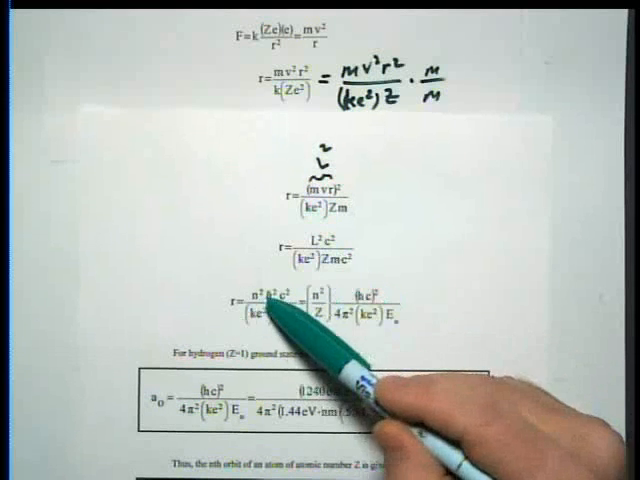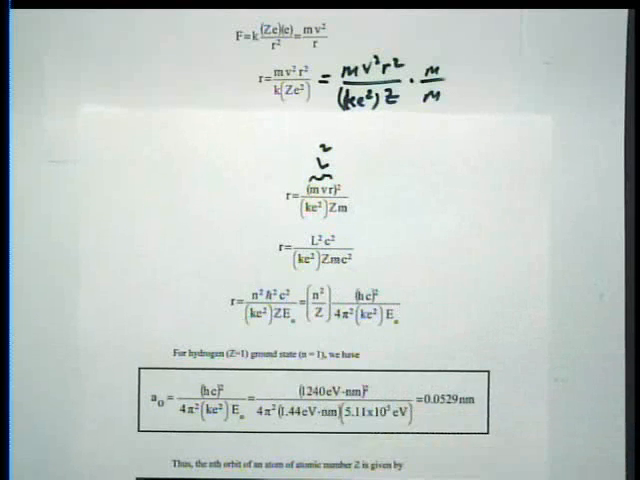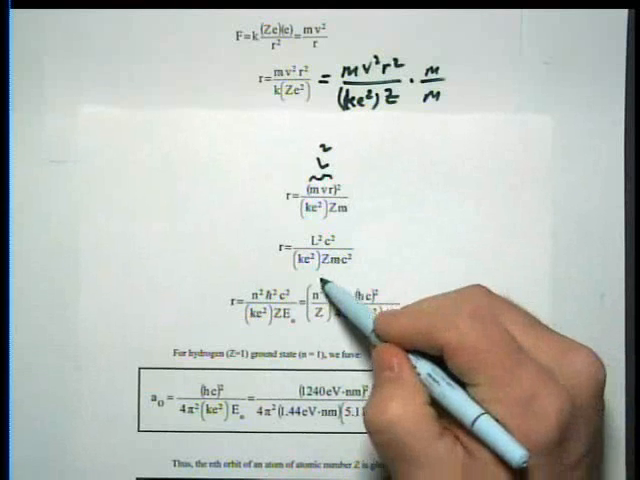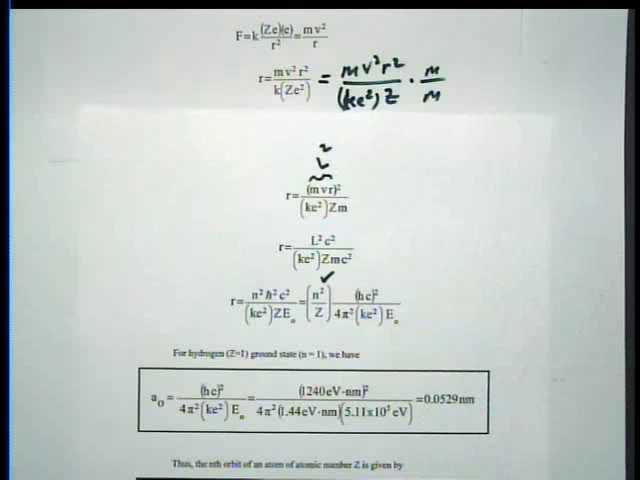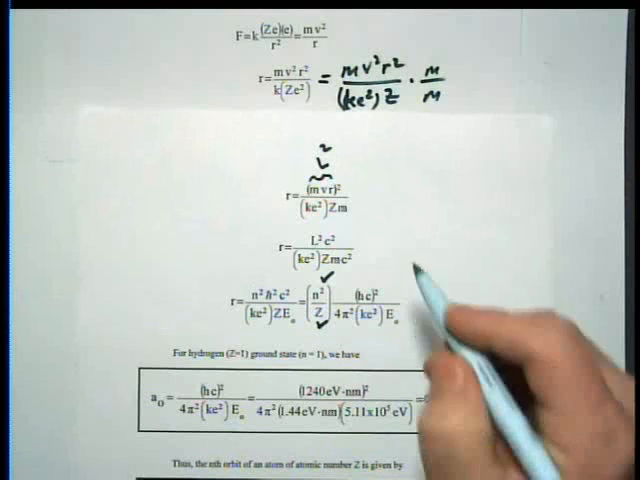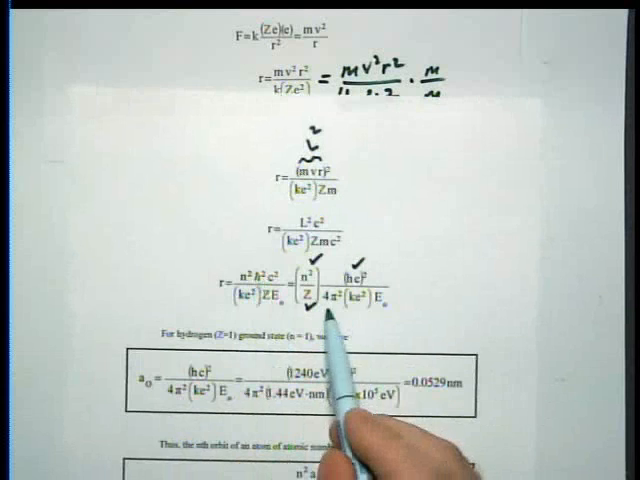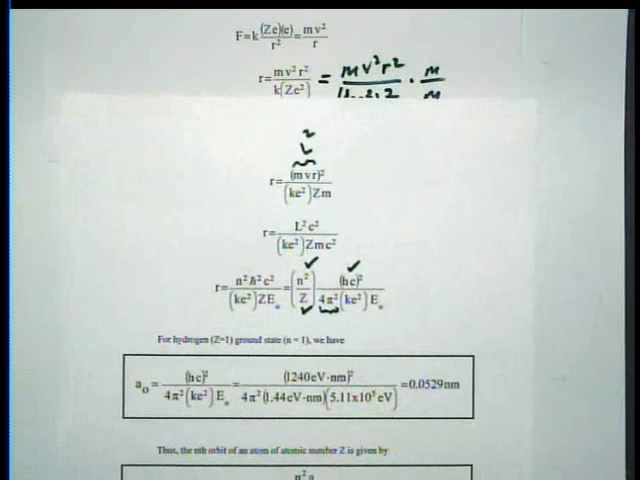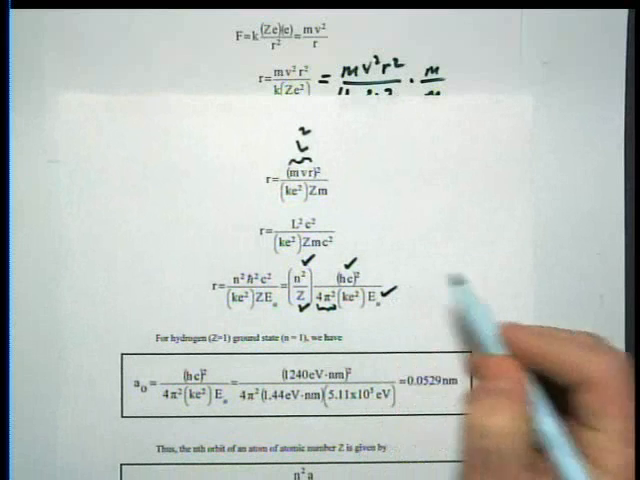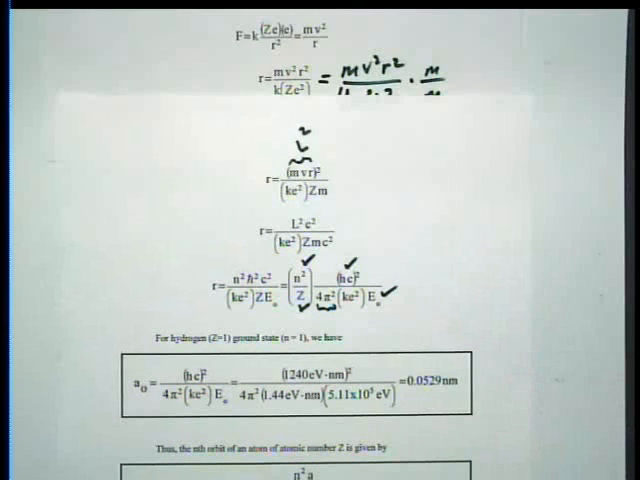L is n h-bar. Plug all those guys in. I've got n squared on the top, a constant that determines the orbit. I've got the atomic number, which for hydrogen is 1. I've got my friend, hc, 1240 eV nanometers again. Oh, I had that 2 pi, so I have to put a 4 pi squared down here. I have my E naught, my 5.11 times 10 to the 5th electron volts. And I have my 1.44 eV nanometers.